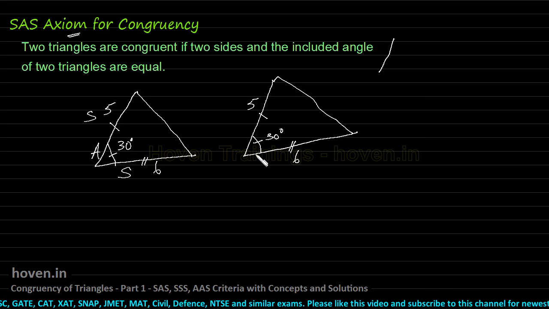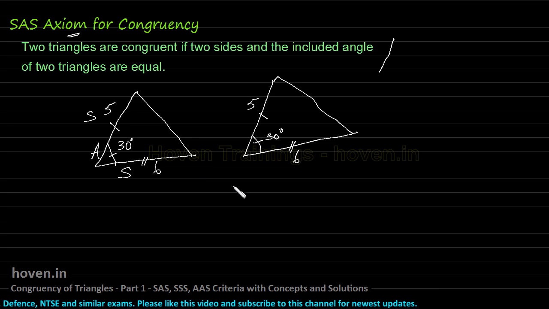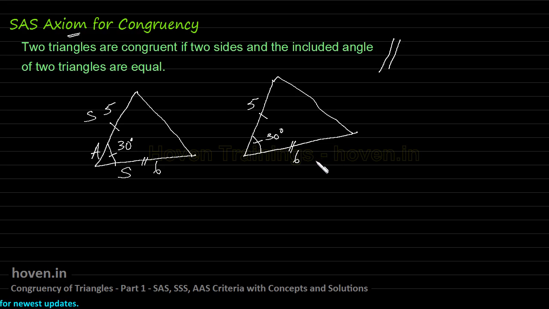If these three things are respectively equal, then we do not have to prove the other side or the other angles being equal. So it is a good shortcut method. We can simply see two triangles, and if we can prove that the respective sides and the respective angle and the third respective side are all equal, then the two triangles will be considered congruent. We do not have to proceed any further in that matter. We can simply state that the two triangles are congruent. This is called the SAS axiom.